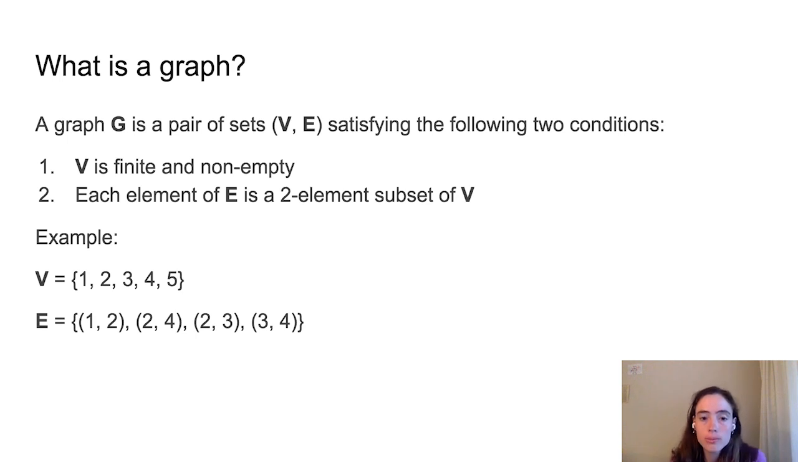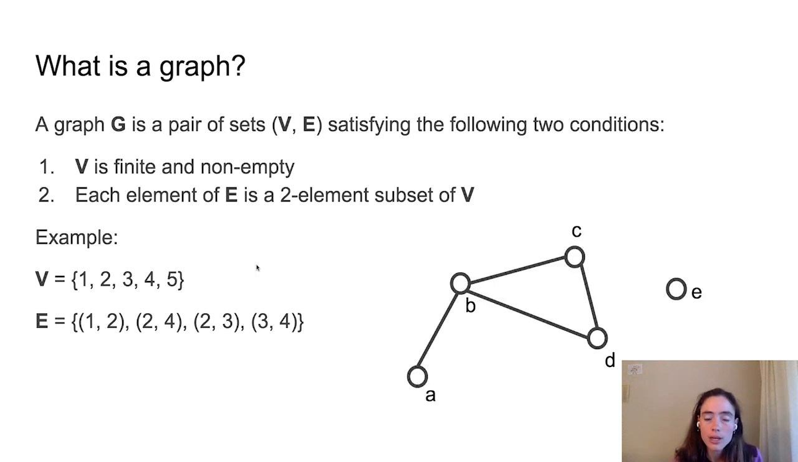Now, even though this is enough information to completely define a graph, we often find it useful to make drawings to represent graphs that can be easier to process and understand. So this is an example of how we might visualize the graph example to the left. We represent elements of the set V usually as circles, and we call these vertices or nodes. And then we represent elements of the set E as lines between those circles, and we call them edges.